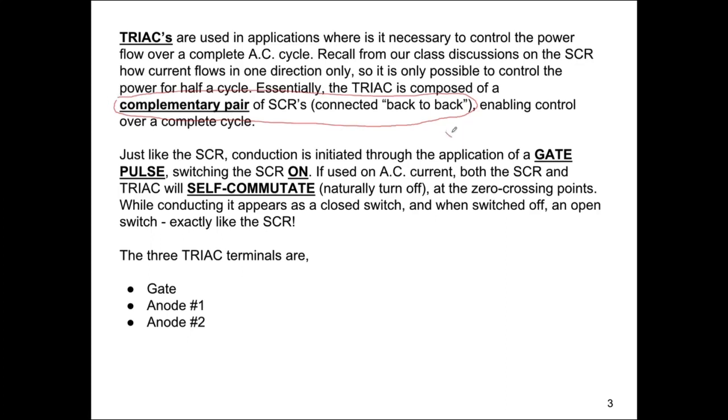Okay, so times two. It's hard to do this with the mouse. SCRs. Okay, so therefore you can control the conduction in both current directions. The terminals are the gate, anode 1 and anode 2. Notice that there's no cathode terminal.